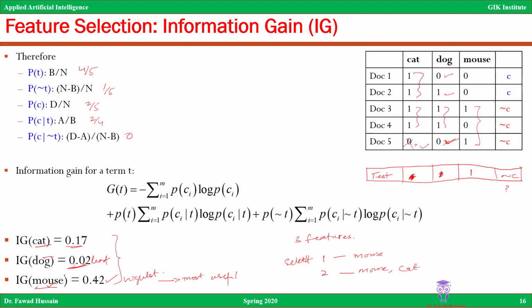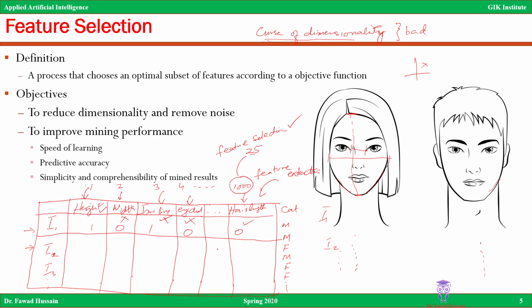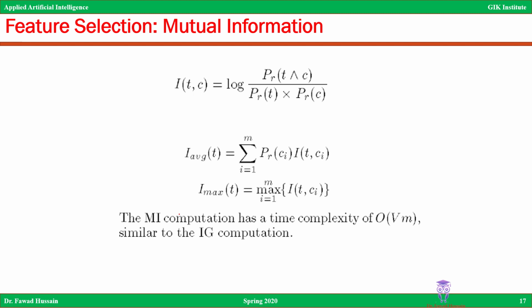So if I go back to my original example, where I had 1000 features and I need to select only 25 features, what I'm going to do is, for each individual feature, I am going to calculate the information gain, sort them, and select the top 25 by information gain. This is how I'm going to select the top 25 features from my 1000 features. And this is how to calculate that information gain. So that was one of the ways we can do the feature selection.